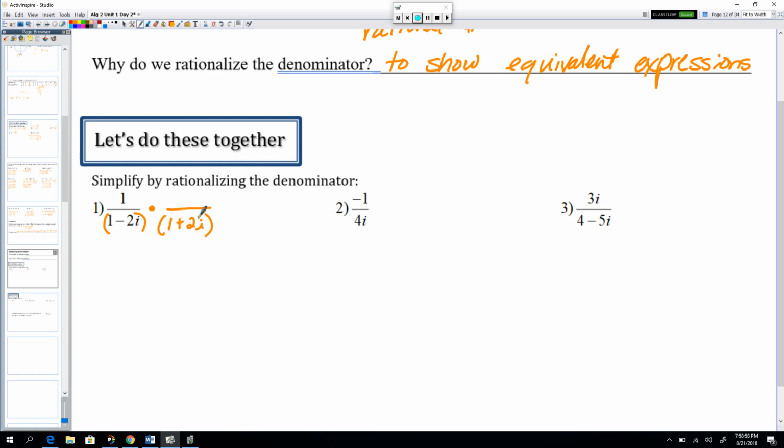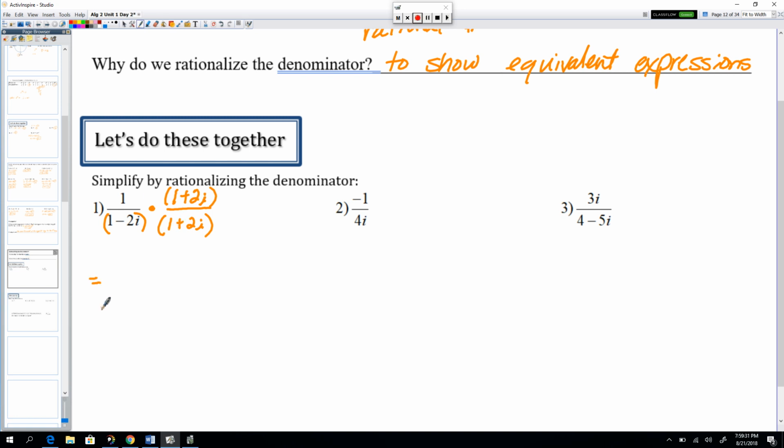Now, the only problem is I'm not allowed to just willy-nilly multiply by this conjugate. In order to not change the chemical makeup of this number, I have to multiply by some version of 1, right? By multiplying by 1, I don't change anything about it. So I have to do this 1 plus 2i to the bottom and the top. By doing this, I'm just converting this number into a different form. I'm not actually changing that number into something that it's not. Okay? So whatever you do to the bottom to fix the denominator, you must do to the top.